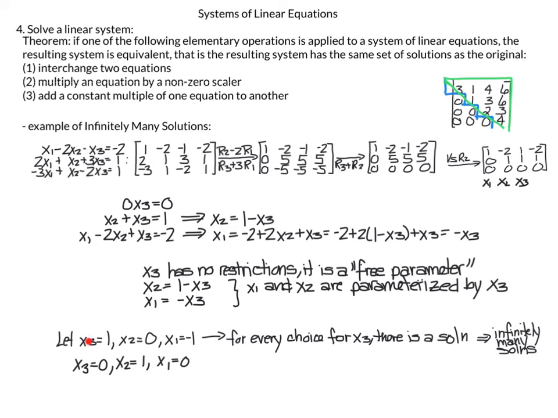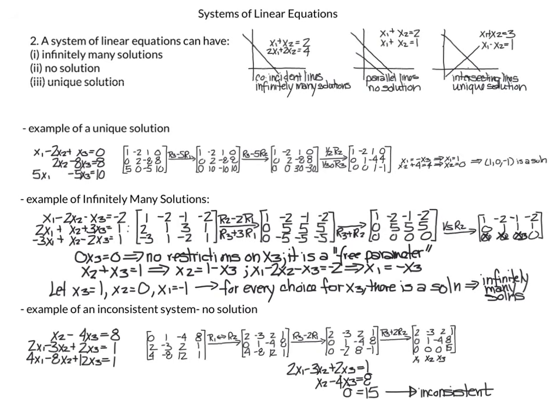Let's say x3 equals 0, an even smaller number. Then x2 is equal to 1 and x1 is equal to 0, so I can plug those in here and I see it still solves the system of equations. So for every choice of x3, there's going to be a solution, and since there are infinitely many ways of choosing x3, there are going to be infinitely many solutions. So now we've seen examples of a unique solution, infinitely many solutions, and no solution, and there are no other possibilities.